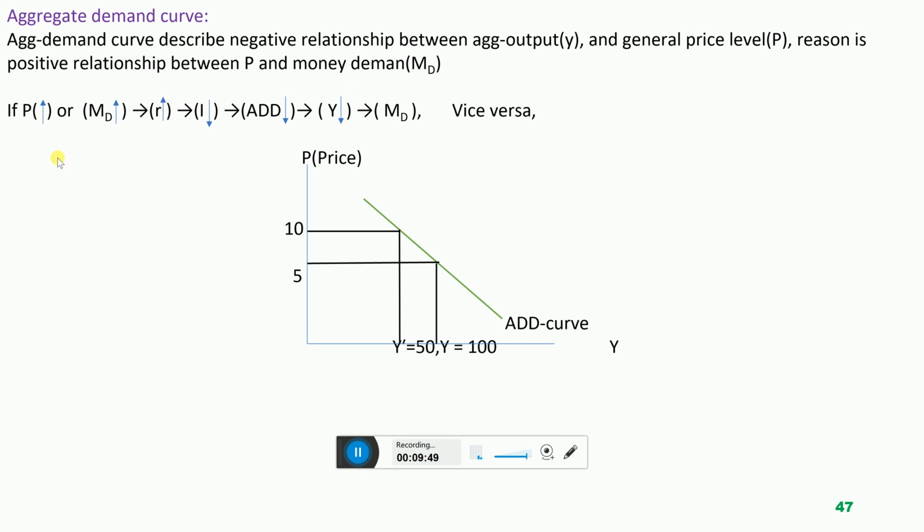Vice versa. When the price decreases, things are not expensive. That is why demand for cash will decrease. Money demand decreases, interest rate will decrease. When interest rate decreases, investment will increase. When investment increases, aggregate demand will increase and aggregate output will increase. So negative relationship: price decreases, aggregate output increases, we write as vice versa. So we represent this aggregate demand curve as a negatively sloped line, which is the green line, AD for aggregate demand curve.